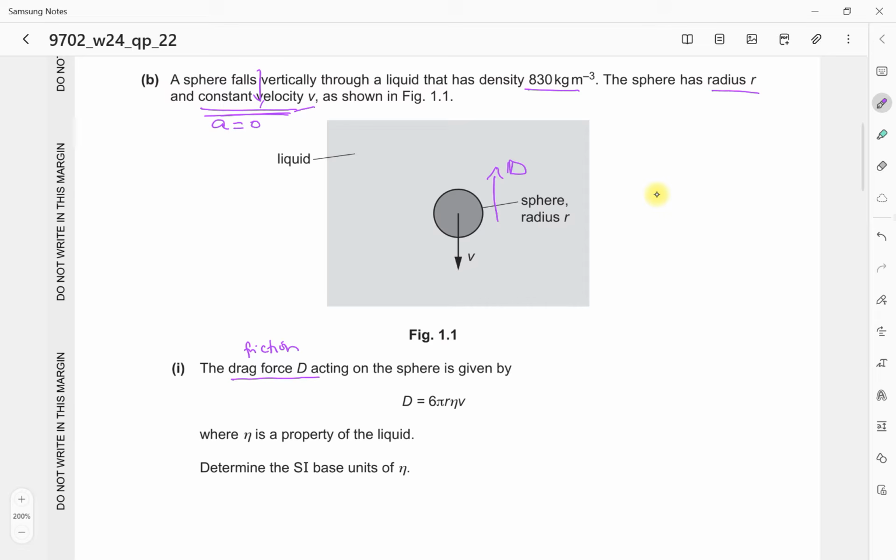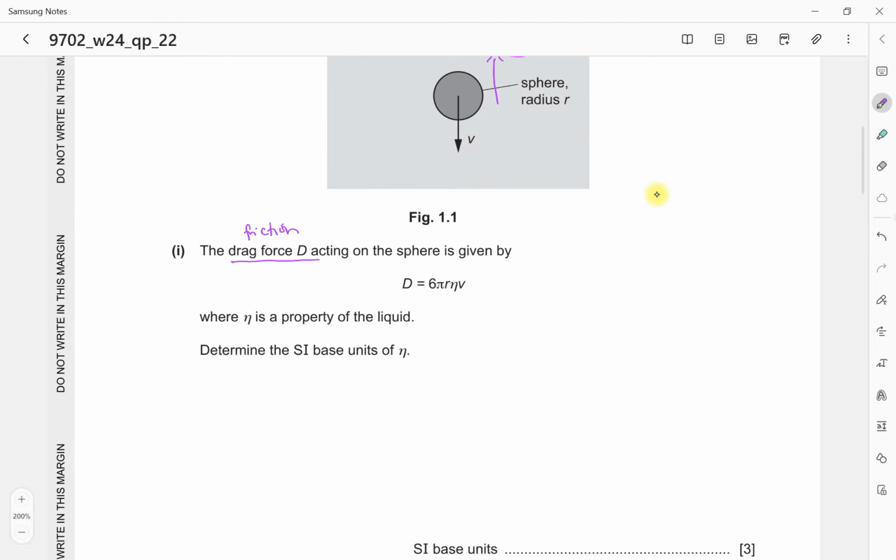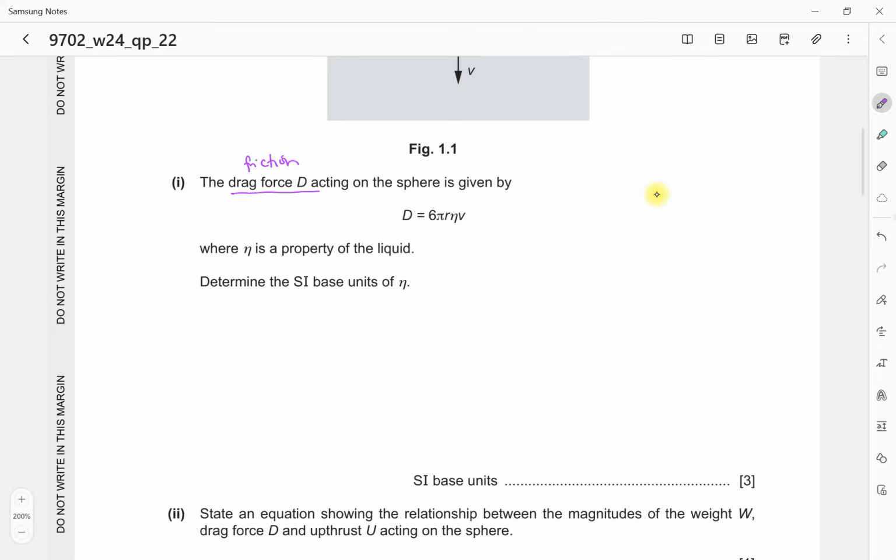The drag force acting on the sphere is given by this equation, where nu is a property of the liquid. Determine the SI base units of nu. So we shall begin by making nu the subject. So nu is going to be equal to D divided by 6 pi r times v. Then we shall list all the units of the corresponding quantities. For example, the SI base units of, let's say D to start with. D is a force, and force is kilogram meters per second squared.